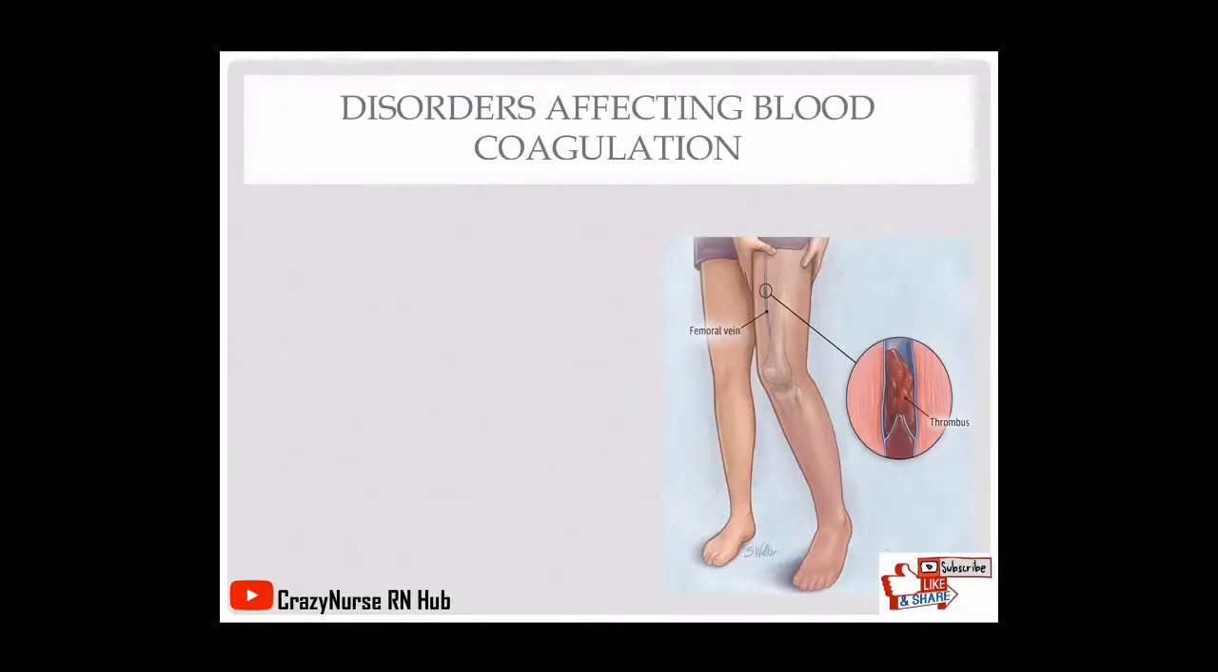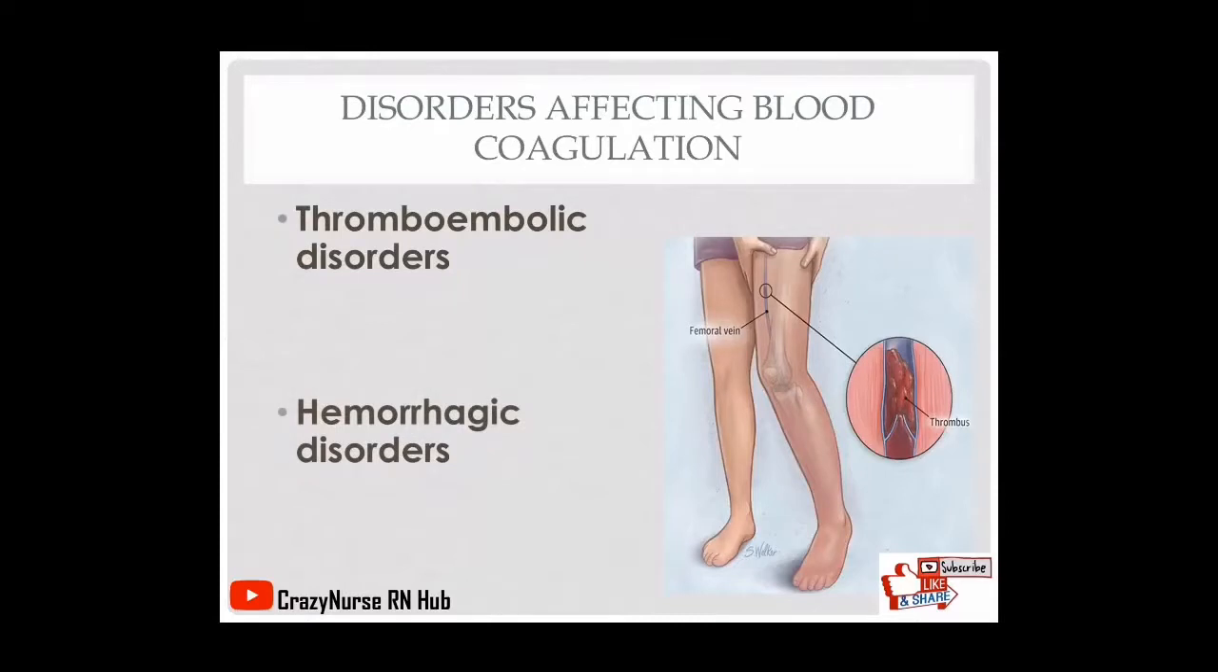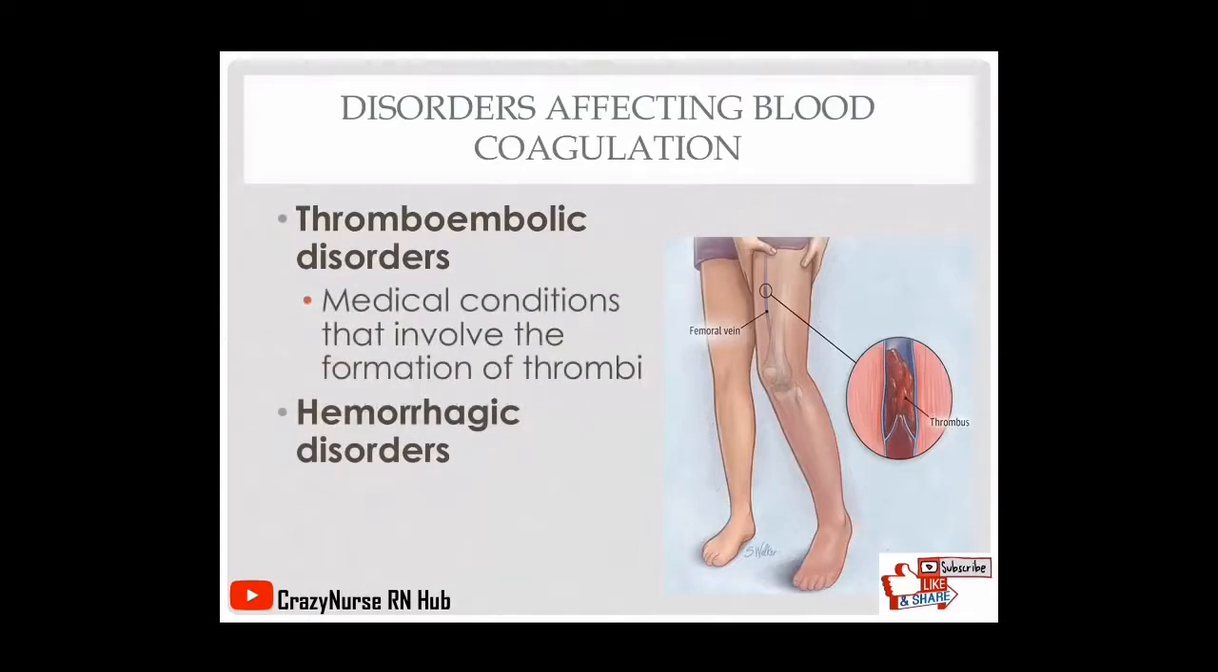Next, we have your disorders affecting blood coagulation. First, we have your thromboembolic disorders. Also, we have your hemorrhagic disorders. Thromboembolic disorders are medical conditions that involve the formation of thrombi. So let's discuss what is thrombi or thrombus. Thrombi and thrombus are the clots that stay in a particular area. However, when we say embolus or emboli, these are clots that travel throughout the body, through the bloodstream.